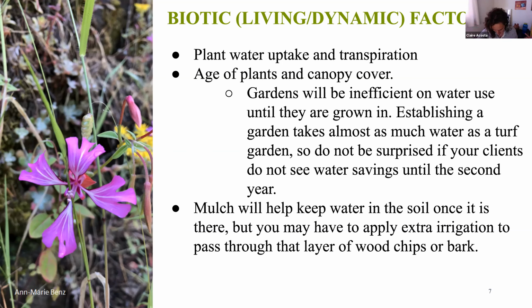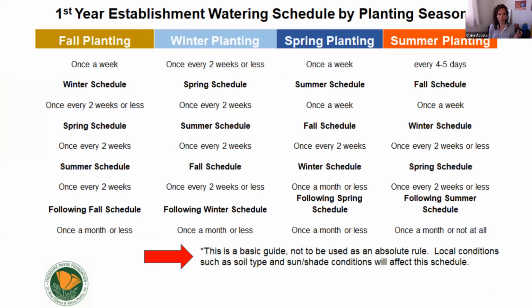This is a great resource. I believe it's on page 47 of your workbook. I should also say pages 45 and 46, the two before this, are the summer planting guide for natives, which is also a great resource. But this is your first year establishment watering schedule by planting season.